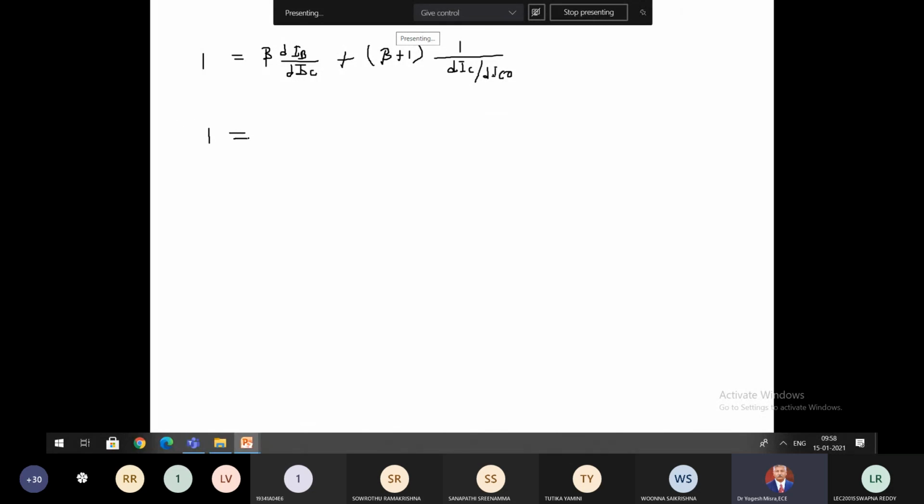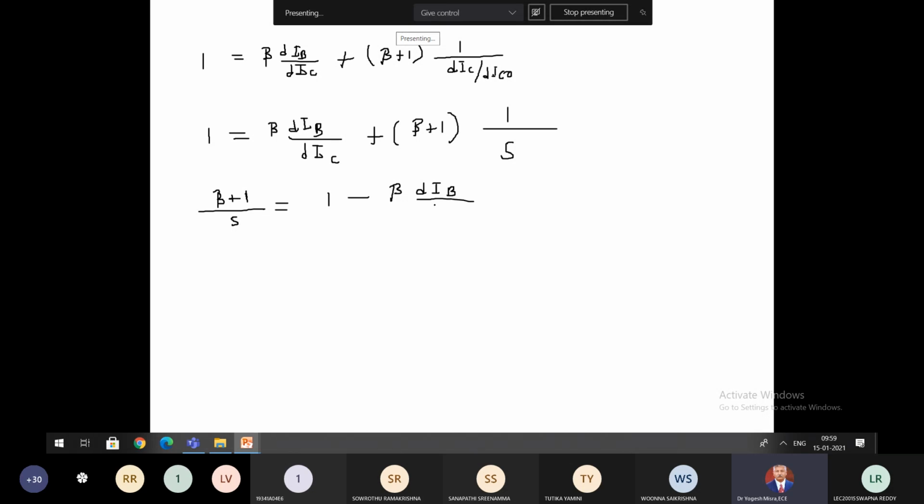So now this one is equal to beta dIB by dIC plus (beta plus 1) by S. So this dIC by dICO is stability factor S. And this expression I will write in this way, (beta plus 1) by S is equal to 1 minus beta dIB by dIC. Okay.